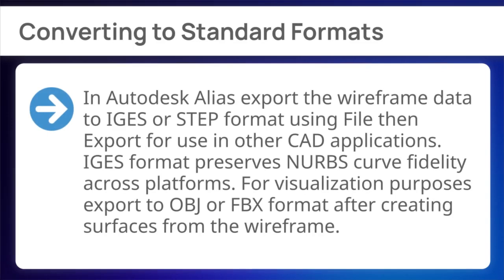In Autodesk Alias, export the wireframe data to IGES or STEP format, using File, then Export for use in other CAD applications. IGES format preserves NURBS curve fidelity across platforms. For visualization purposes, export to OBJ or FBX format after creating surfaces from the wireframe.